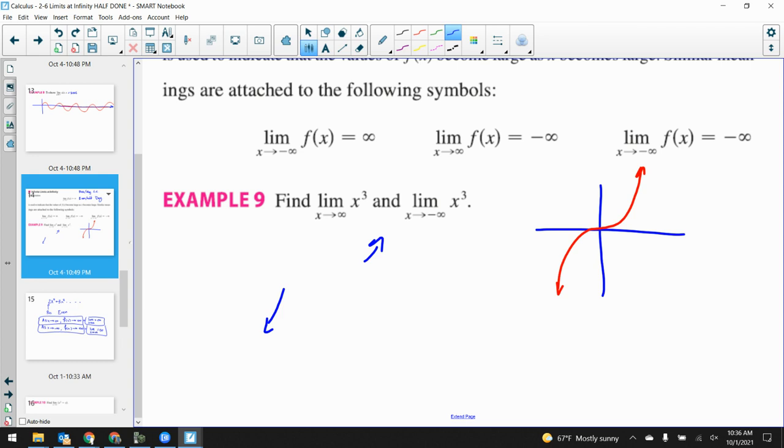Now, how can we write that? We can say that the limit as x goes to positive infinity, meaning on the right side of this graph, let's call it f of x, on the right side of this graph, it goes up. As x goes to positive infinity, it goes to positive infinity. As x goes to negative infinity, what's it going to do? Go down forever. It's going to go to negative infinity. Okay? This is the new way to write end behavior. This is the more formal, the more calculus version of writing end behavior. And we can evaluate the limit as x goes to positive infinity or the limit as x goes to negative infinity. Okay?